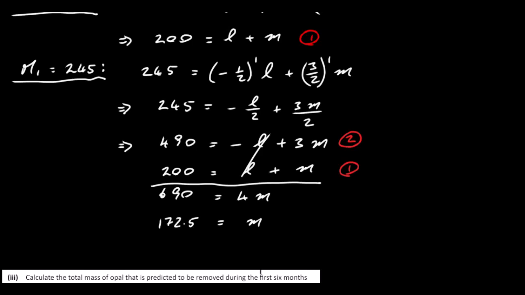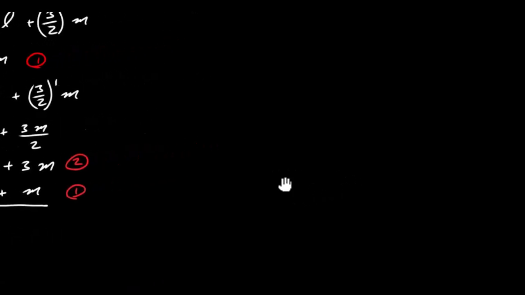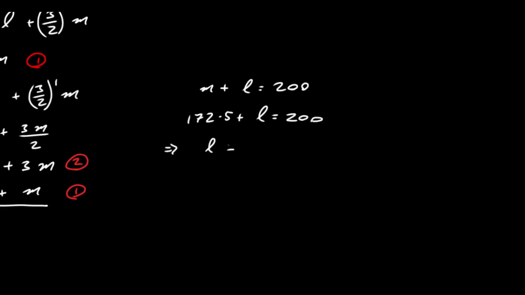So that's our m. All we've got to do now is put that into one of the equations to find what L is, and that'll give us our final solution. So let's see, I'm going to just move over here a little bit. We have equation 1 was m plus L is equal to 200. So we've just worked out that m is 172.5 plus L is equal to 200. That'll give me an L value of 27.5.